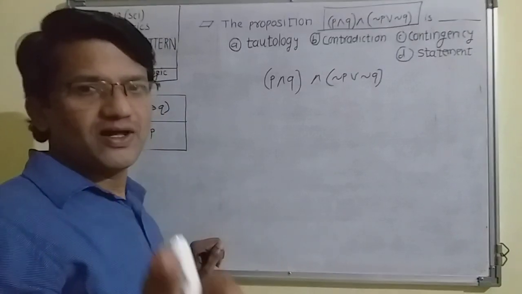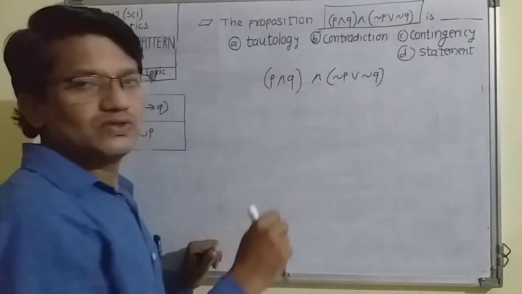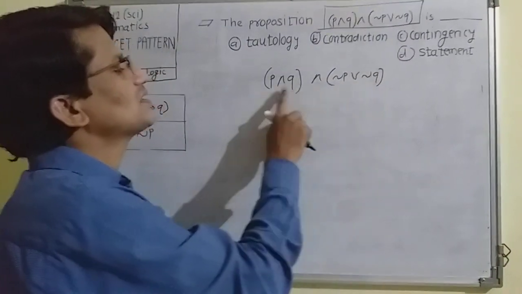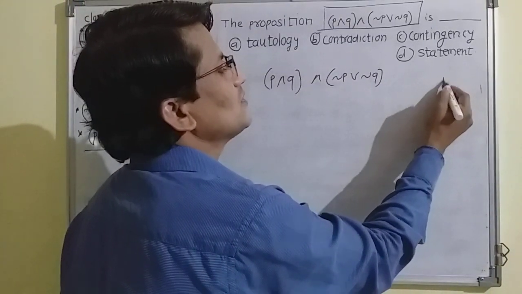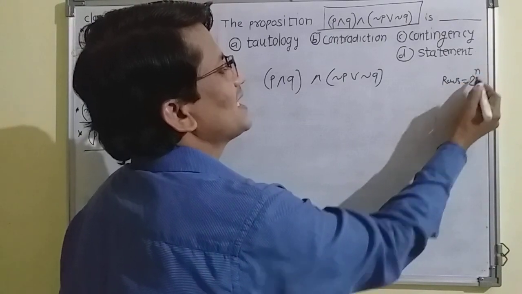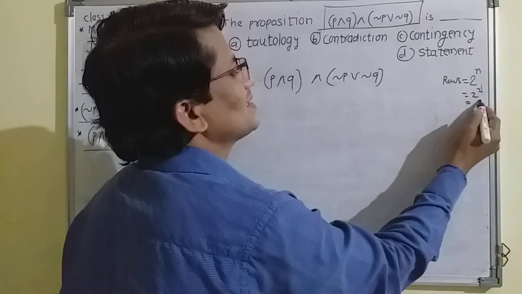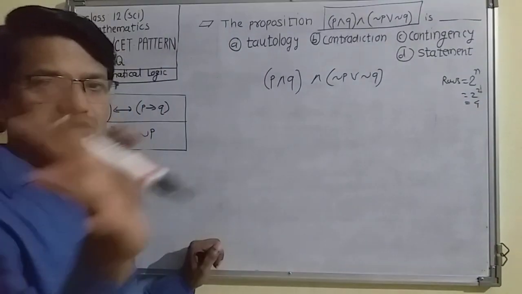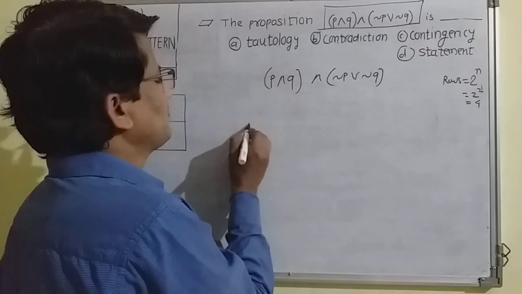Just see the number of letters. The number of statements are P and Q. Don't consider negation P and negation Q. The number of letters is 2, so we can use the formula for the number of rows, 2 raised to n. Here P and Q, so 2 raised to 2 is 4. Horizontal rows are 4, so construct the truth table.